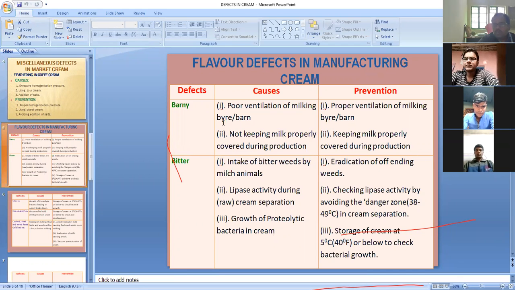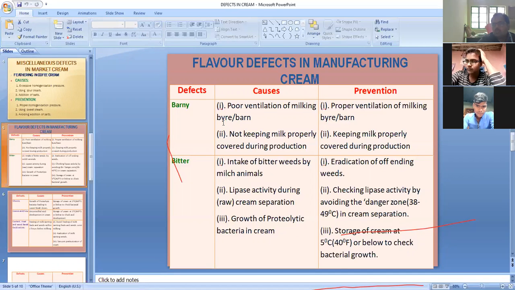तो how it can be controlled? Proper ventilation of milking barn, और जो भी जहाँ पे हम मिल्किंग कर रहे हैं वहाँ पे प्रॉपर वेंटिलेशन की सुविधा होनी चाहिए, ताकि मिल्क में भी free from any Barney defect, और the cream which is prepared from that milk they are also free from Barney defect. Another one is that you must properly keep the cream under cold condition, and keep the cream properly covered. That means you must keep the cream with the lid so that there may be no Barney defect in the cream.